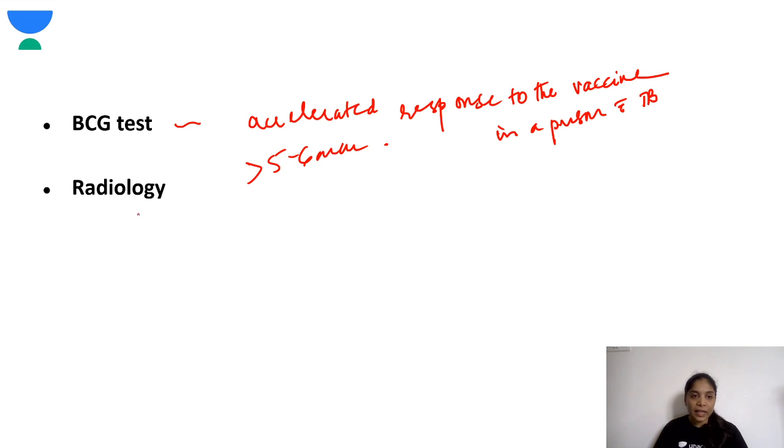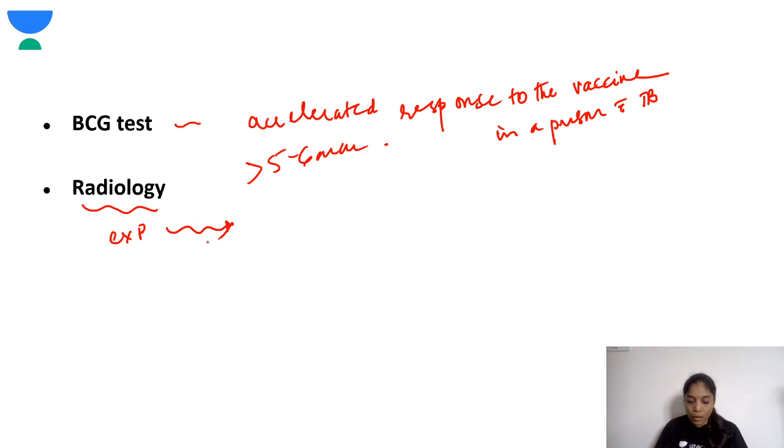So now we'll get to radiology. Radiology is very important in the diagnosis of tuberculosis. Chest x-ray is very important for pulmonary tuberculosis. Also in extrapulmonary tuberculosis, you have to get a chest x-ray to see if there was any primary lesion, so that will support the diagnosis of extrapulmonary tuberculosis. For pulmonary tuberculosis, it is very important to confirm, but for extrapulmonary tuberculosis, it will help in supporting the diagnosis.